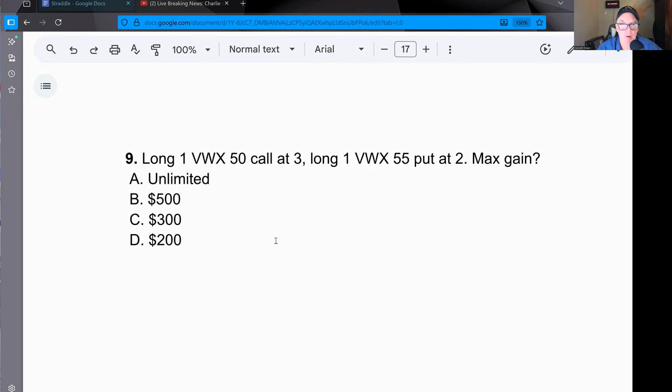Buy a 50 call at 3. Buy a 50 put at 2. I paid a total of 5. My break evens are 55 and 45. So my max gain, it doesn't matter because my max gain is unlimited. There we go. Sometimes they try to ask really hard questions and then you're like, wait, what? So don't worry about it. Just worry about the fact that it's unlimited because it's long.